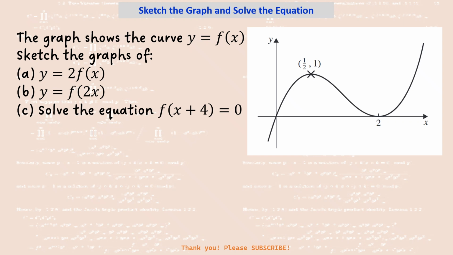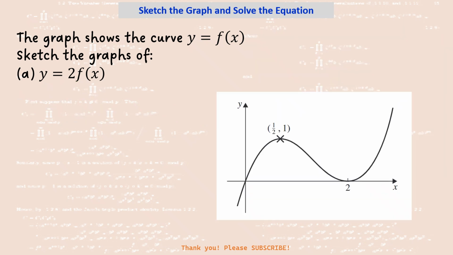The graph shows a curve of y equals f(x). We need to sketch the graphs of y equals 2f(x), y equals f(2x), and then solve the equation f(x) plus 4 equals 0. So, in answering the question to sketch the graph, we need to find where this point, (1/2, 1), and this point, and these three points would move.